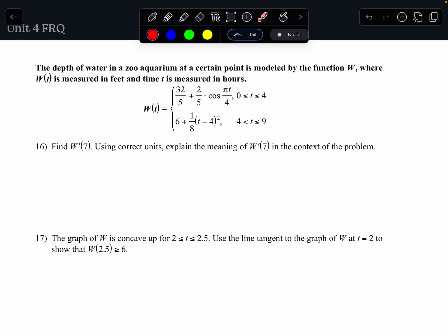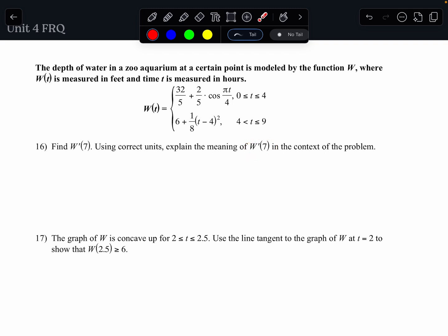So the question states that the depth of water in a zoo aquarium at a certain point is modeled by the function W, where W(t) is measured in feet and time is measured in hours. And we have this kind of piecewise function given here. So find W prime of 7 using correct units. Explain the meaning of W prime of 7 in the context of the problem.